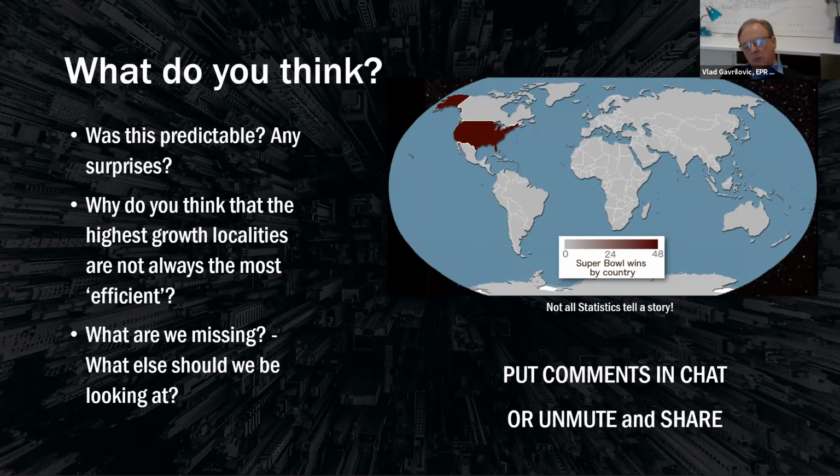I want to ask you, was this predictable? Were the high growth and high land consumption or conversion localities the ones you thought they would be? Why do you think the highest growth localities are not always the most efficient? Why do we get this band of Northern Neck, Western Piedmont localities that scored very high on the land efficiency factor? And then lastly, what are we missing? What else should we be looking at? Is this an interesting direction to go in terms of the data?